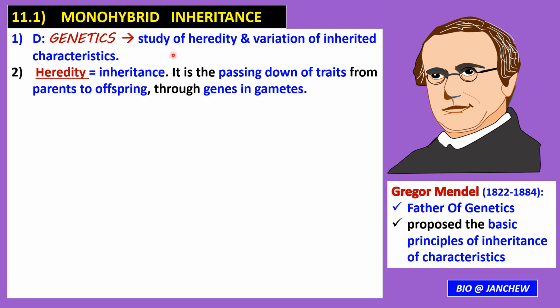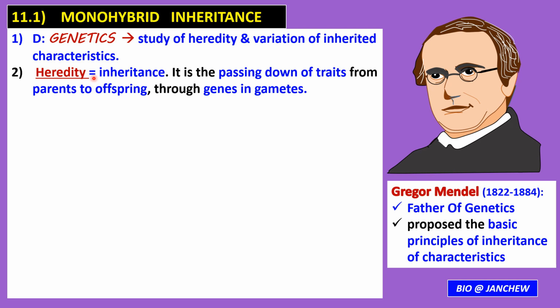The term heredity means inheritance. It is a process whereby there's the passing down of traits or characteristics, sifat-sifat, from parents to offspring through the genes that are found in the gametes. The genes are the basic unit of inheritance. They are found in gametes. When the gametes undergo fertilization to form the new offspring, then the genes are passed down from the parents to the offspring. So heredity, also in Malay we call it pewarisan, and in Chinese it is 遗传.